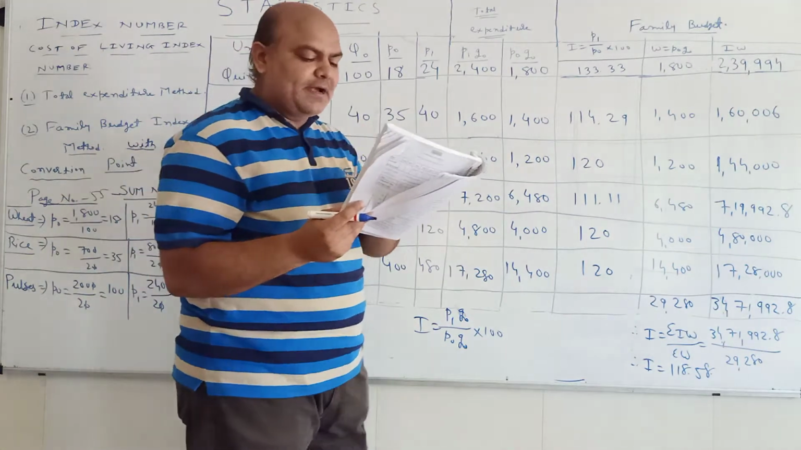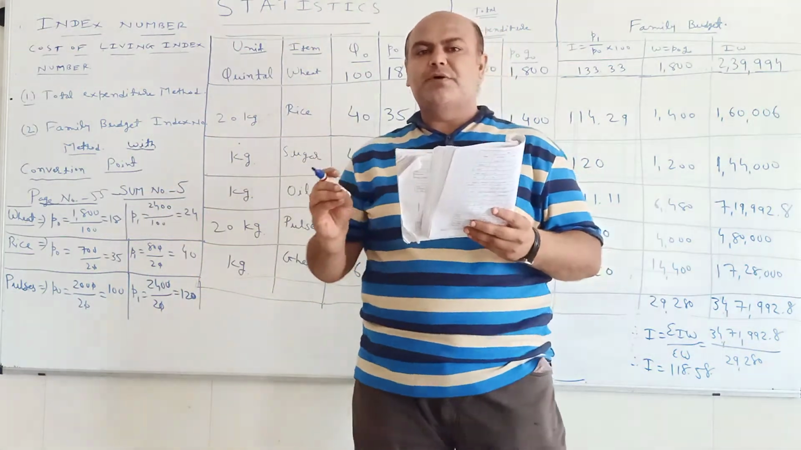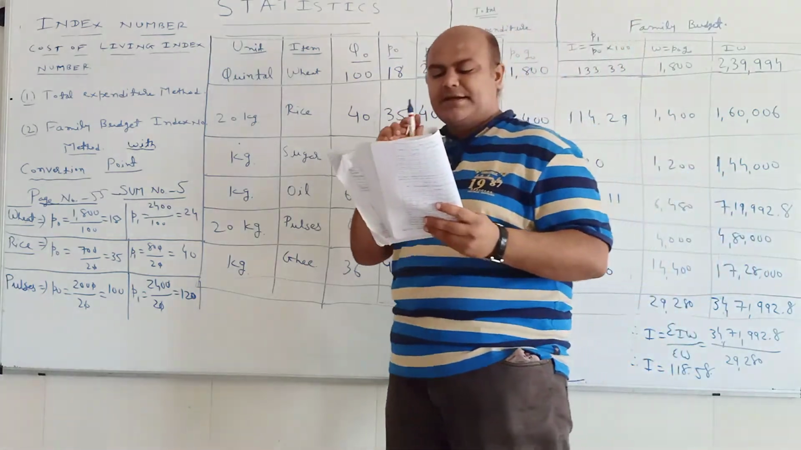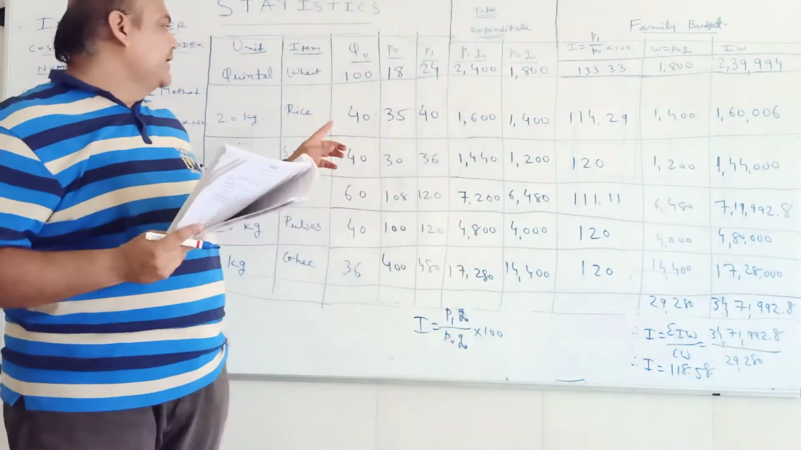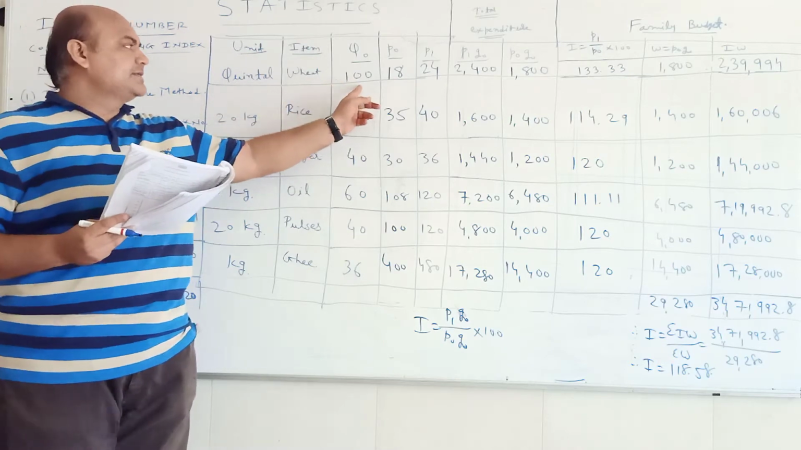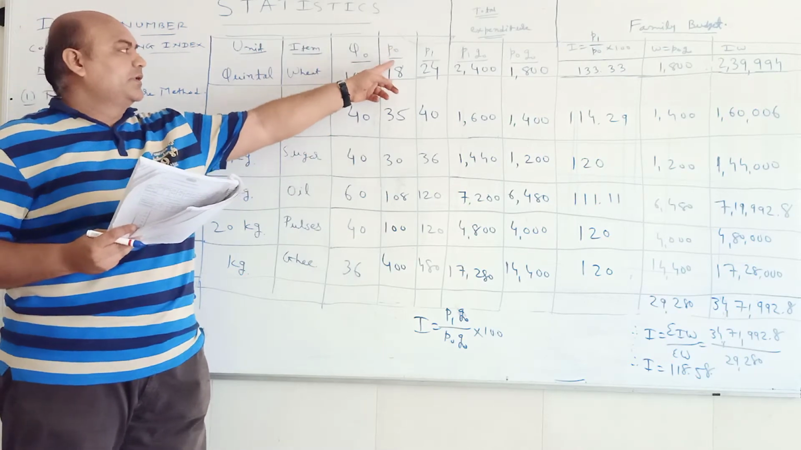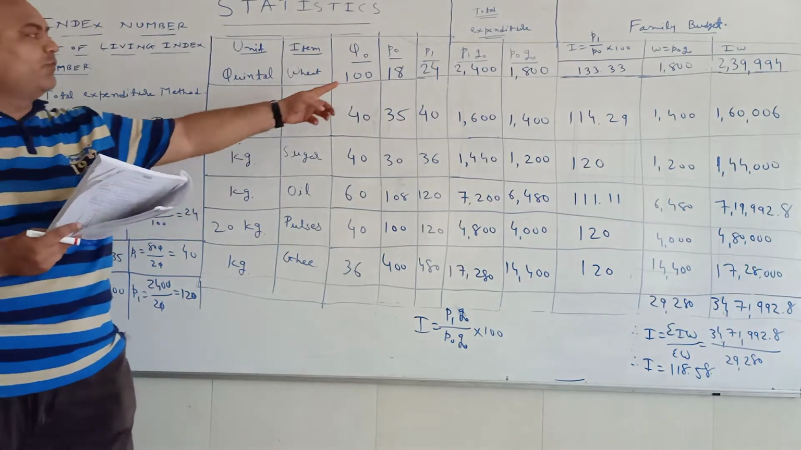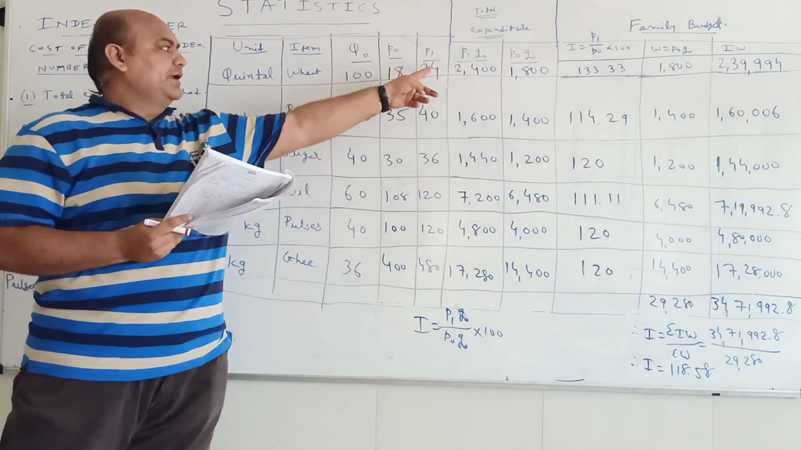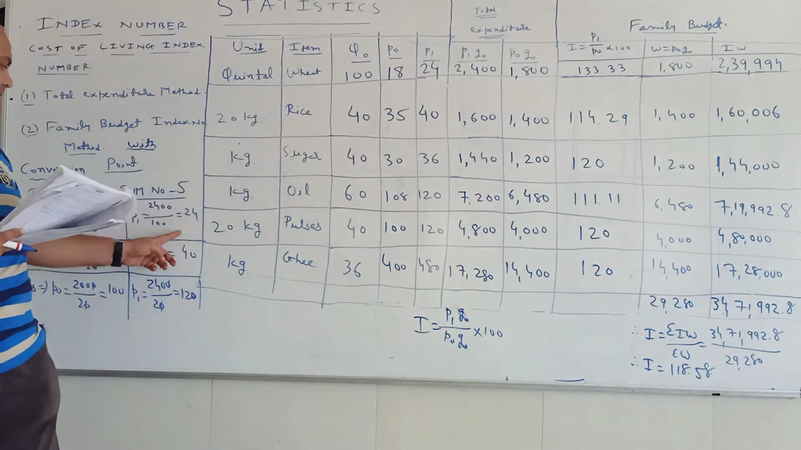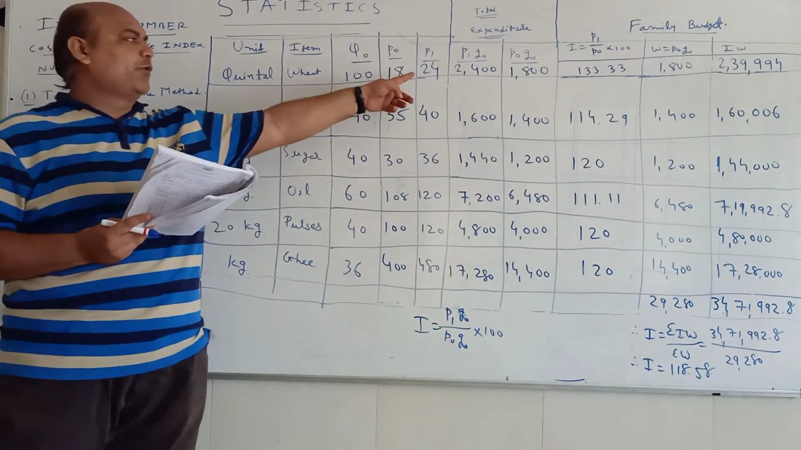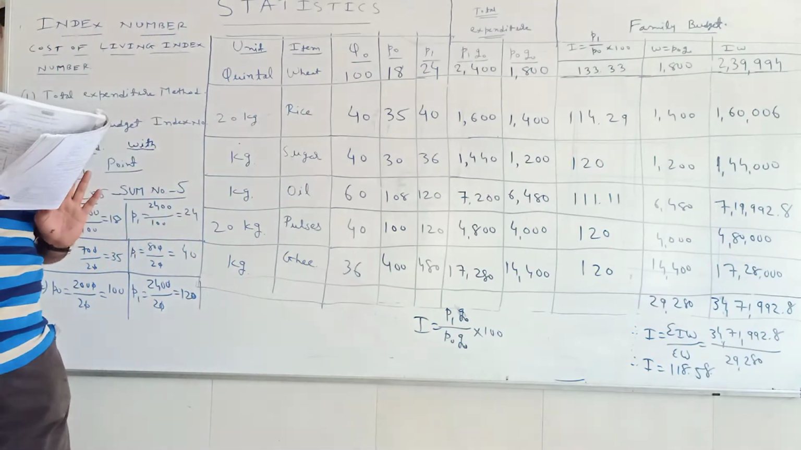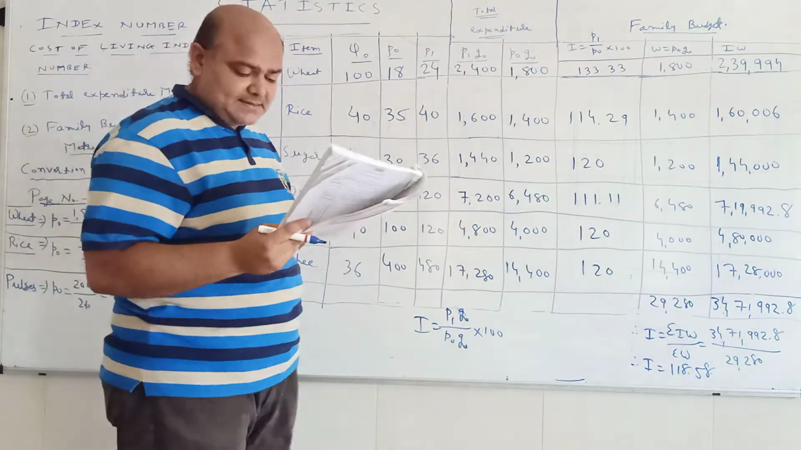No change in quantity or consumption. So quantity or consumption remains 100 kg. There is no change in that. We put here 100, that is base year quantity. In place of P0, we put the converted price, that is 18. In P1, we also put the converted price, that is 24. Now we take second item, and that is rice.